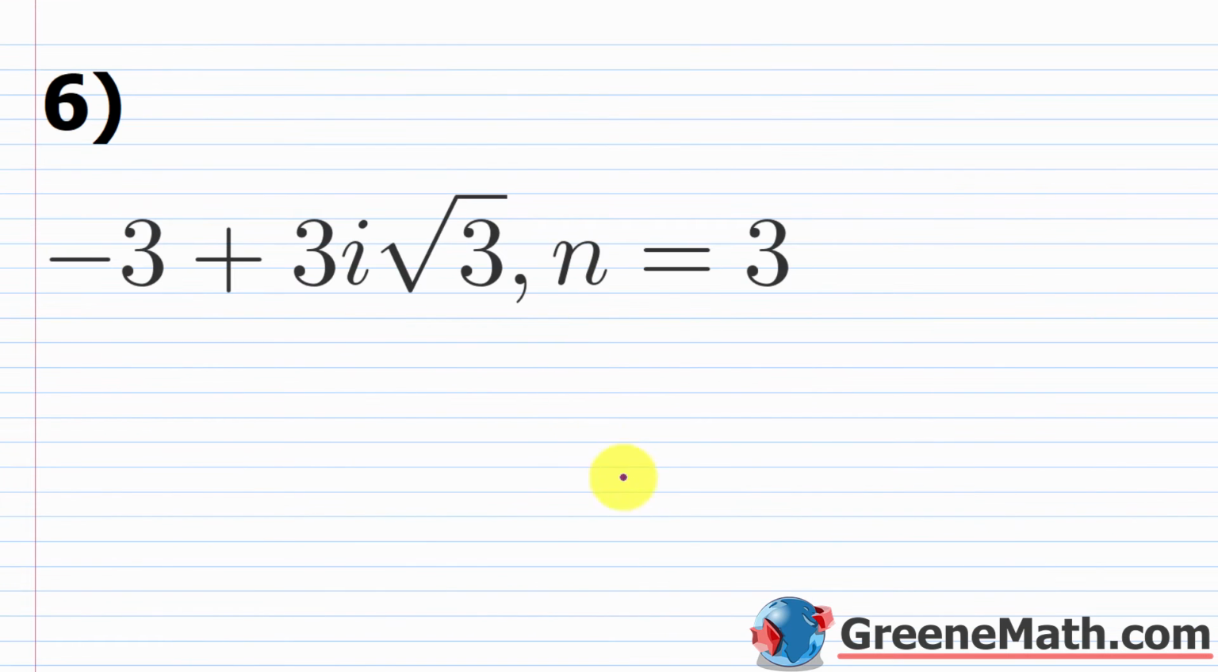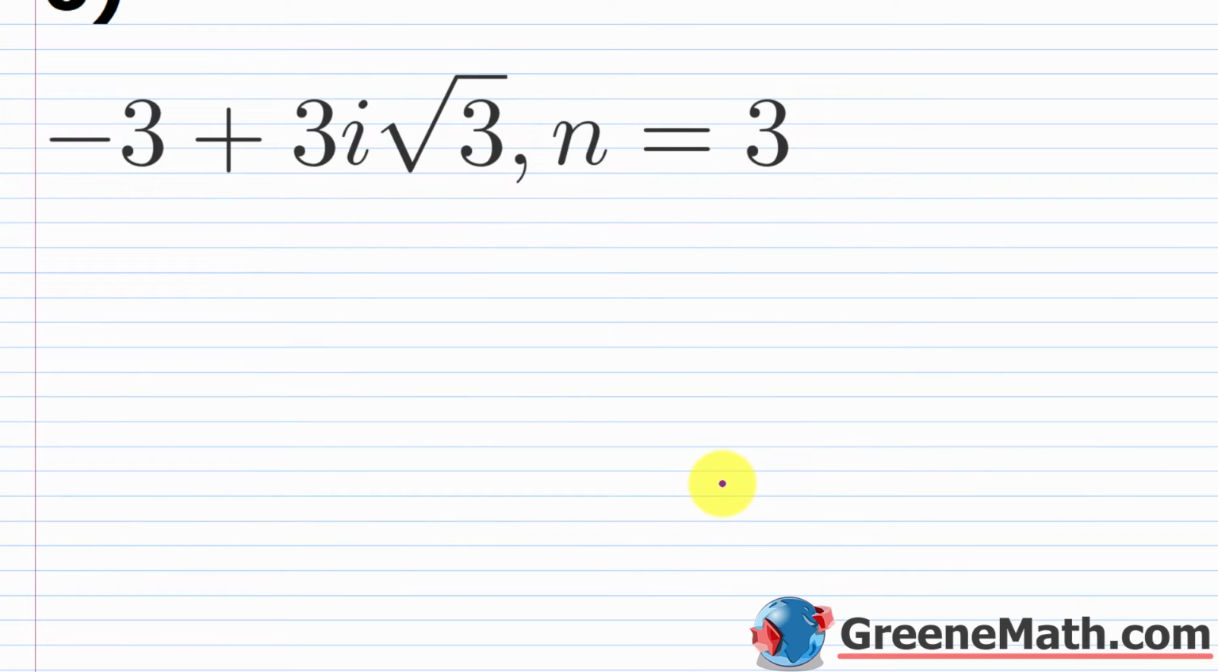All right, let's take a look at problem number 6. So here we have negative 3 plus 3i times square root of 3, and then n is given to us as 3. So we want to find the 3 cube roots for this number right here. And we will first find the polar form.